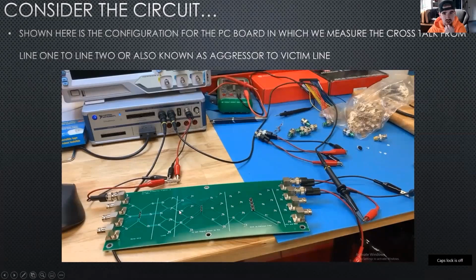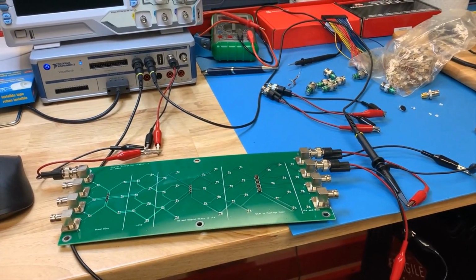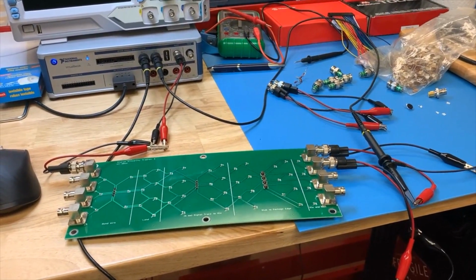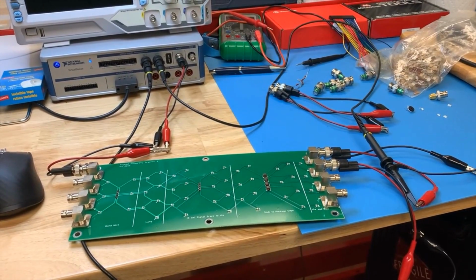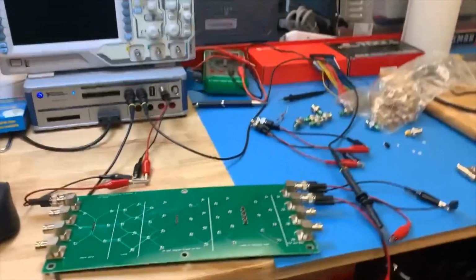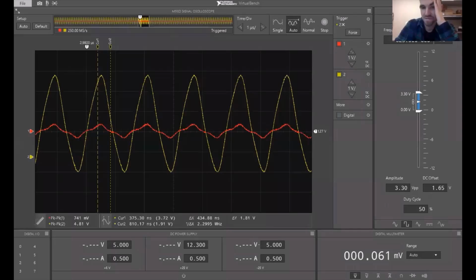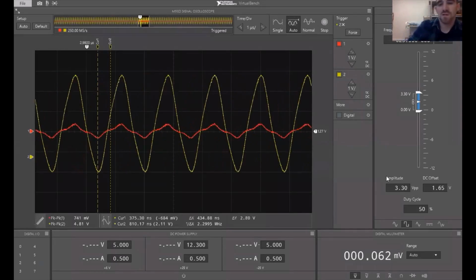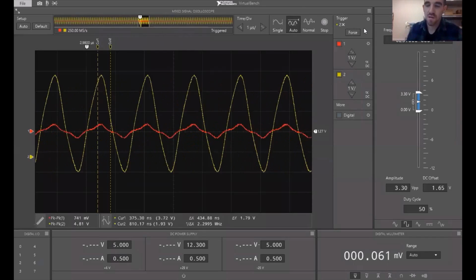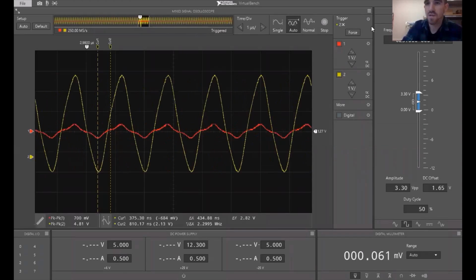Shown here is the configuration for the PC board in which we measure the crosstalk from line 1 to line 2, also known as aggressor to victim. So this is our circuit setup of measuring in comparison the crosstalk of line 1 to line 2. So we want to measure the crosstalk from line 1 to line 2, which would be aggressor to victim.